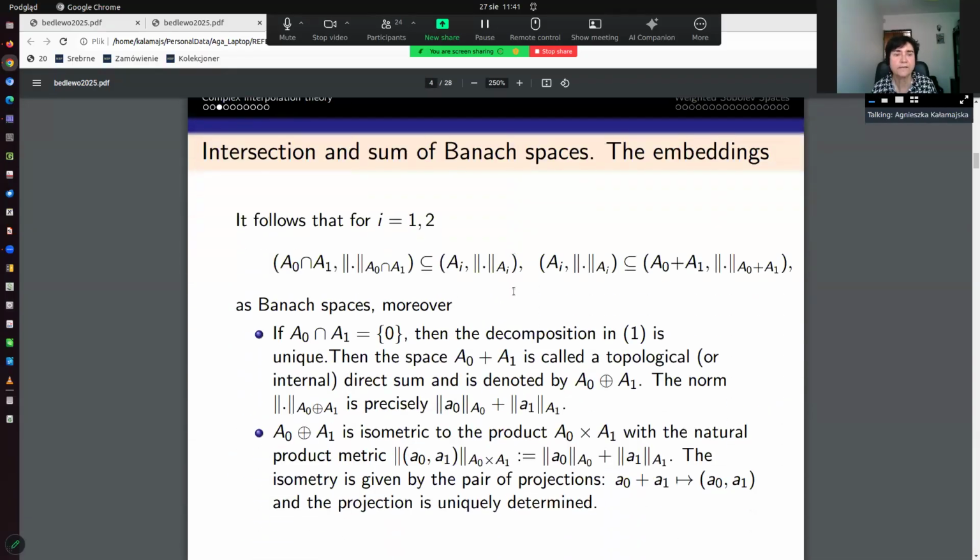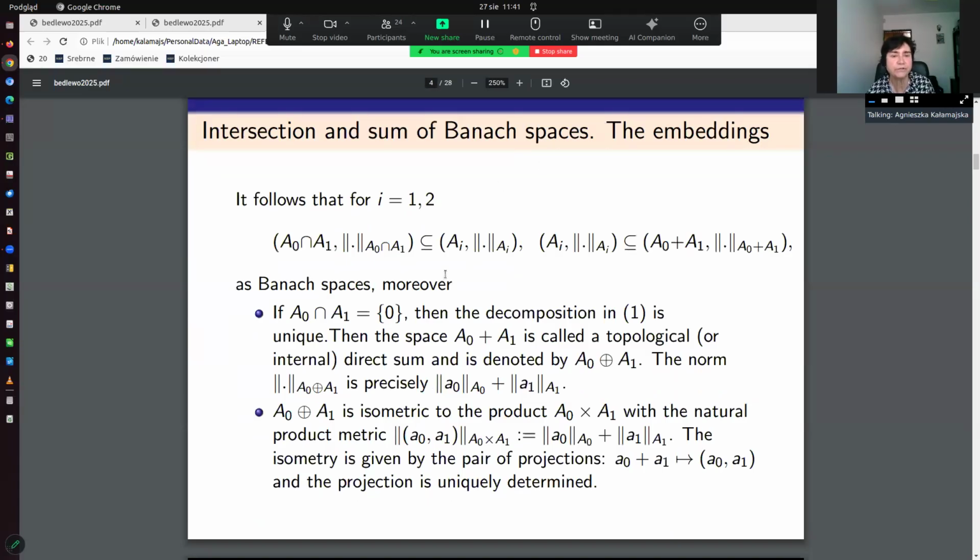Then, an easy observation gives that the intersection is always a subset of each of these A_i, so both of A0 and A1, with the respective norms. So it is not only a subset, but it is a Banach subspace. And each of these spaces, that is A0 and A1, is a subset of the space which is the sum of the spaces. So the embeddings are as Banach spaces.